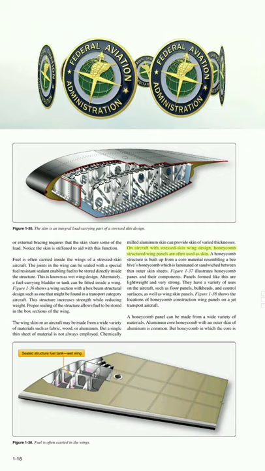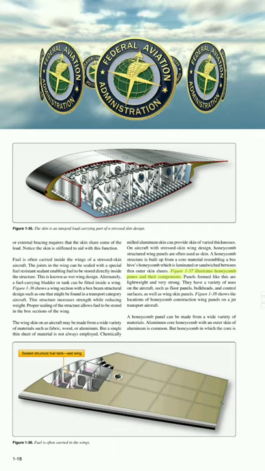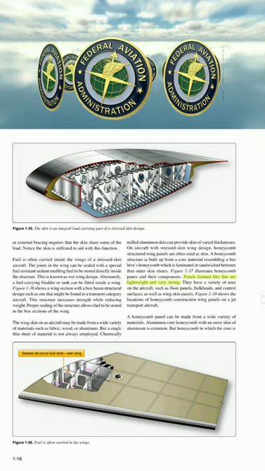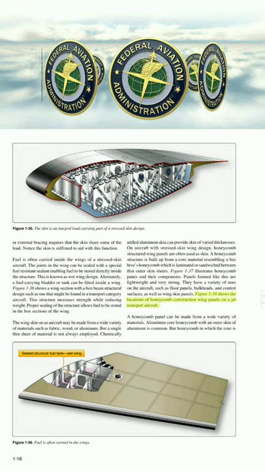The honeycomb structure is built up from a core material resembling a beehive's honeycomb which is laminated, or sandwiched, between thin outer skin sheets. Figure 137 illustrates honeycomb panels and their components. Panels formed like this are lightweight and very strong. They have a variety of uses on the aircraft, such as floor panels, bulkheads, and control surfaces, as well as wing skin panels. Figure 138 shows the locations of honeycomb construction wing panels on the jet transport aircraft.